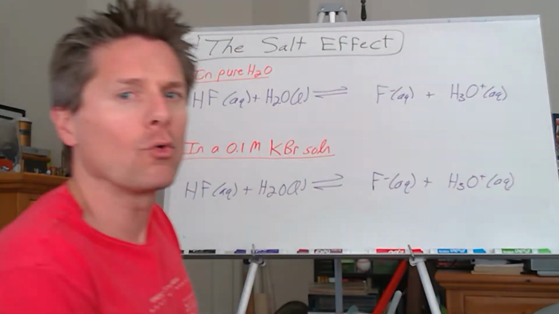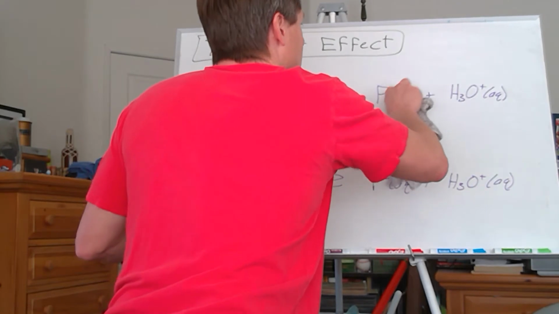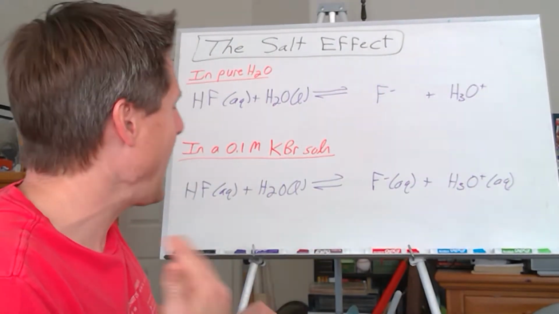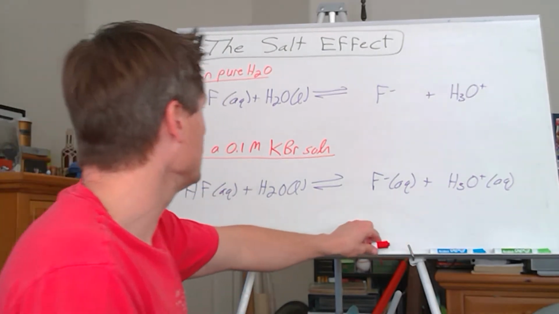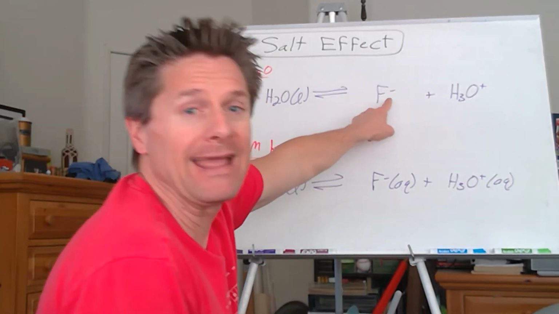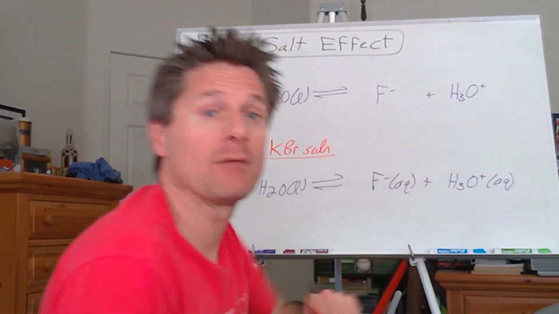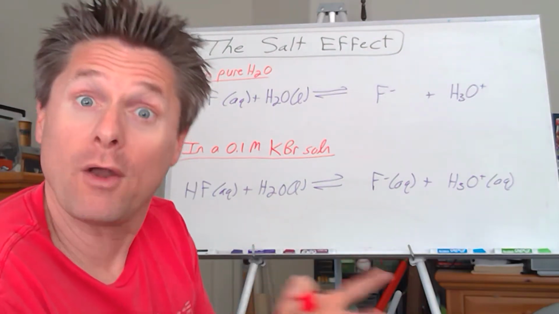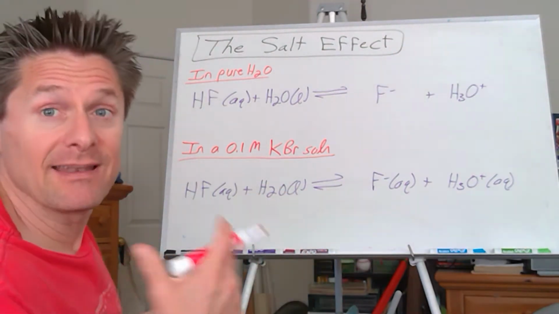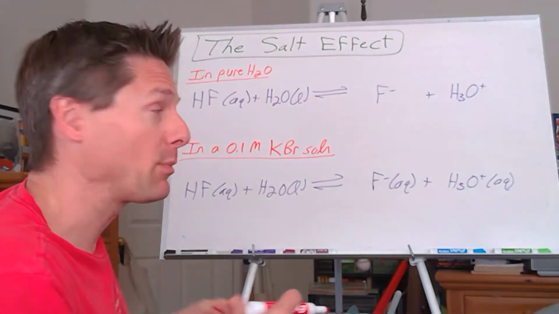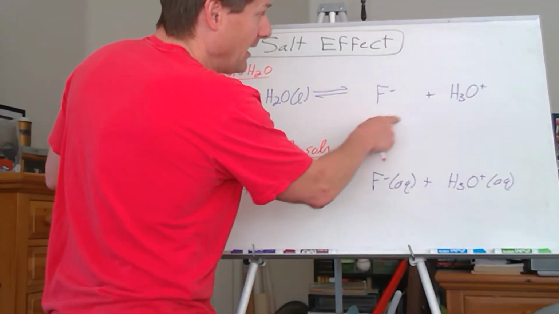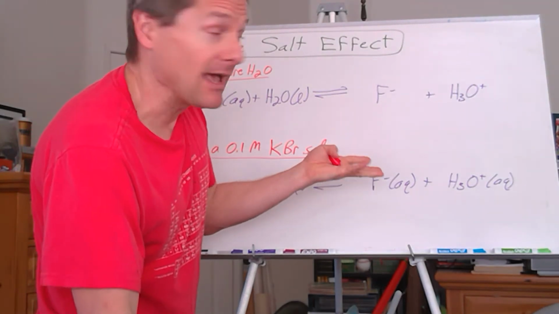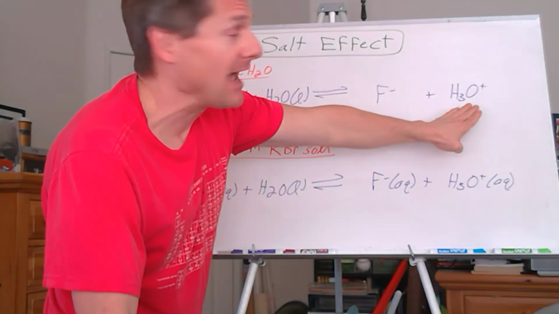So I'm going to erase the AQ here and show you what is actually happening. If I look in solution, the fluoride has a -1 charge. The hydronium has a +1 charge after the ionization. But in pure water, water's polar. The oxygen side is partially negative and the hydrogens are partially positive. So don't you think a certain end of the water would be attracted to the negative fluoride? The hydrogen side. And for the hydronium, the oxygen side's attracted to it.